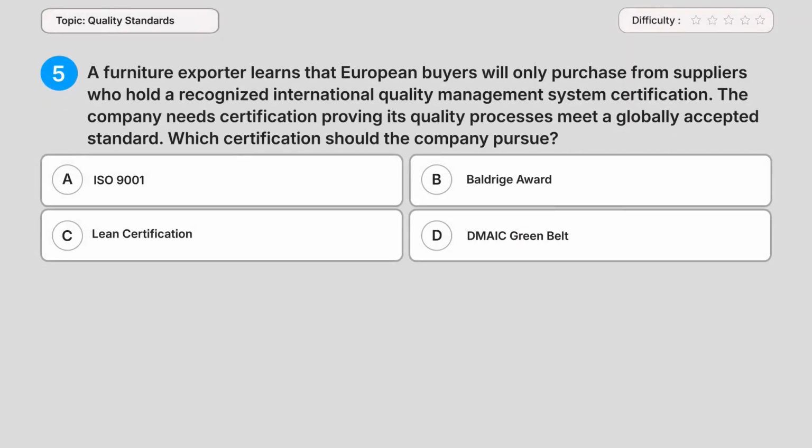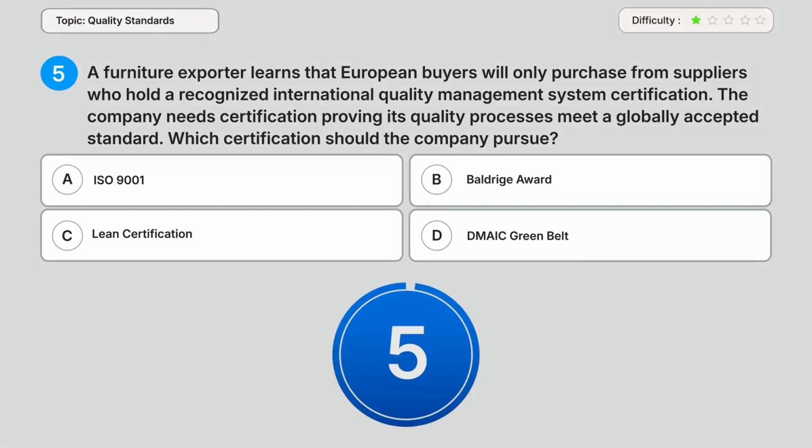5. A furniture exporter learns that European buyers will only purchase from suppliers who hold a recognized international quality management system certification. The company needs certification proving its quality processes meet a globally accepted standard. Which certification should the company pursue? A. ISO 9001, B. Baldrige Award, C. Lean certification, D. DMAIC Green Belt. Do you know the answer?